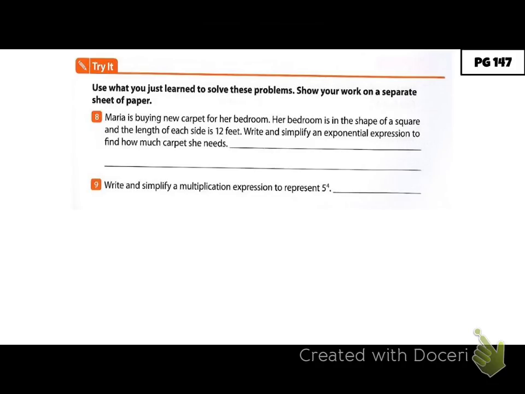Alright, so let's look at number 8. Maria is buying a new carpet for her bedroom. Her bedroom is in the shape of a square and the length of each side is 12 feet. Write and simplify an exponential expression to find out how much carpet she needs.